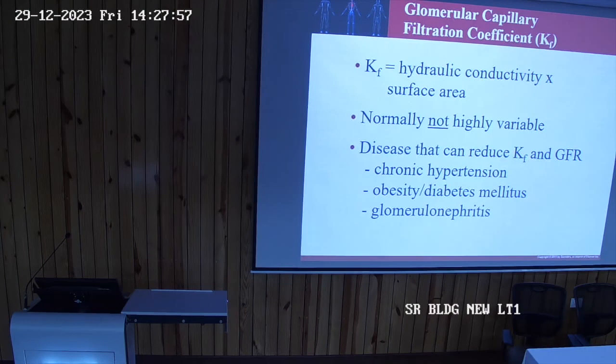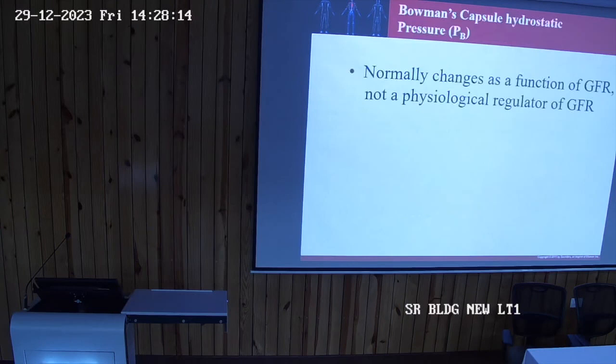Normally not highly variable. Diseases that can reduce the filtration coefficient and GFR are chronic hypertension, when there is an increase in blood pressure that is chronic for a longer duration, obesity, diabetes mellitus or glomerulonephritis. Itis means inflammatory conditions.